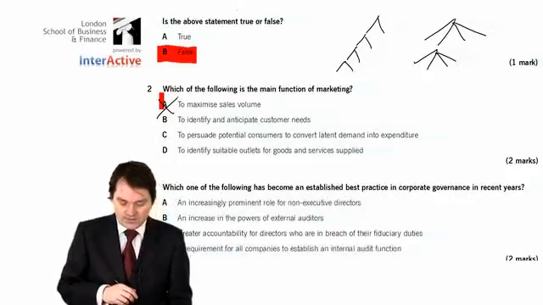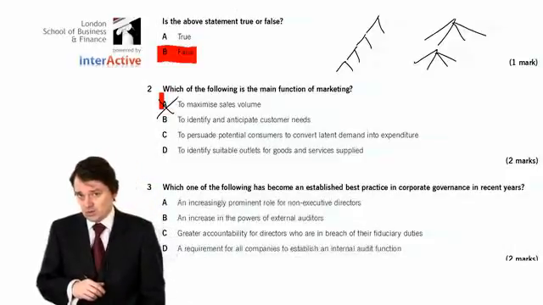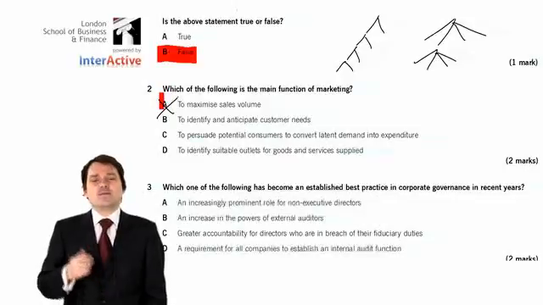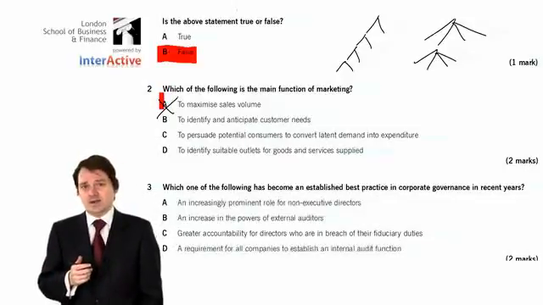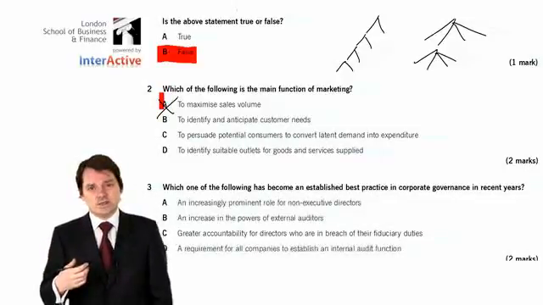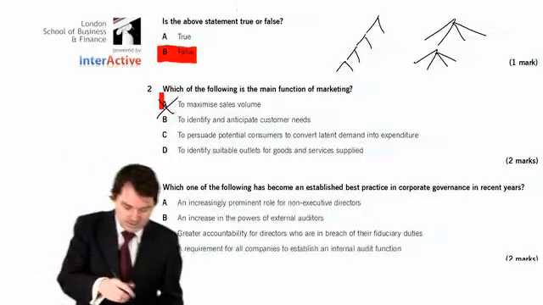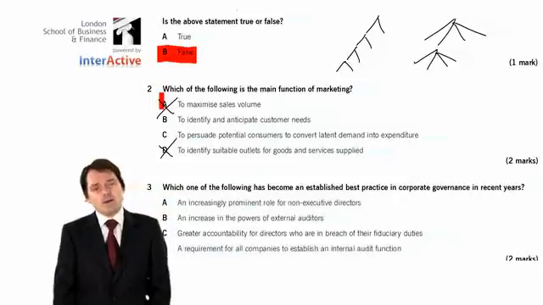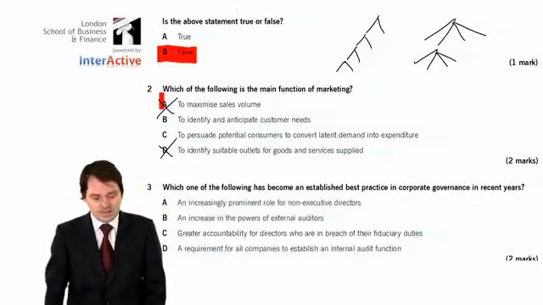D, to identify suitable outlets for goods. That means where should we sell them? Now that is part of marketing because it's talking about the place that we sell them, but it's not the main area of marketing. So unfortunately, D is also wrong. So I now have a straightforward choice between B and C.